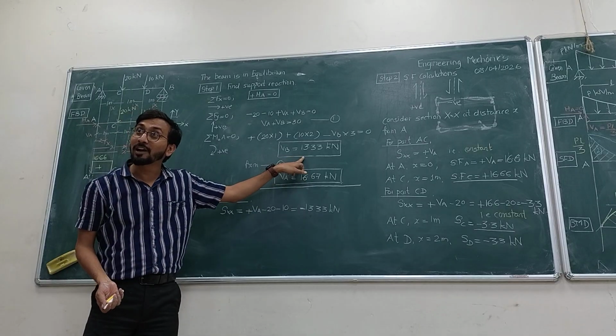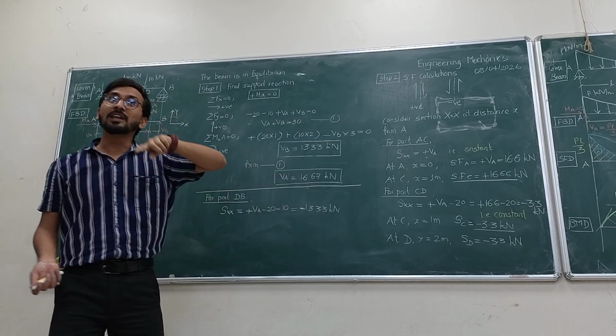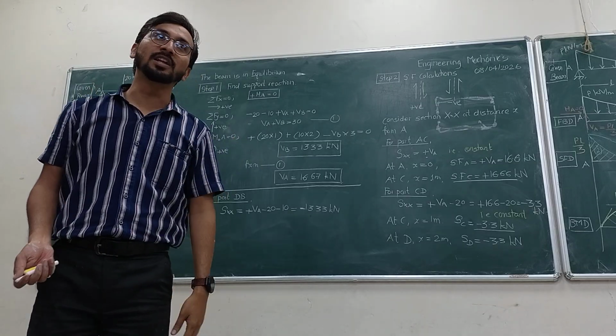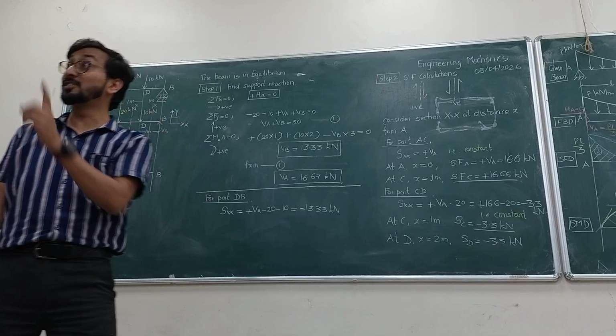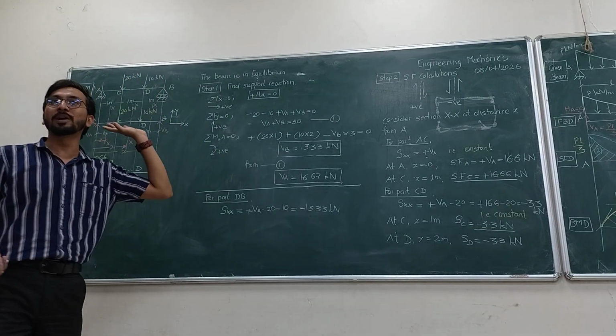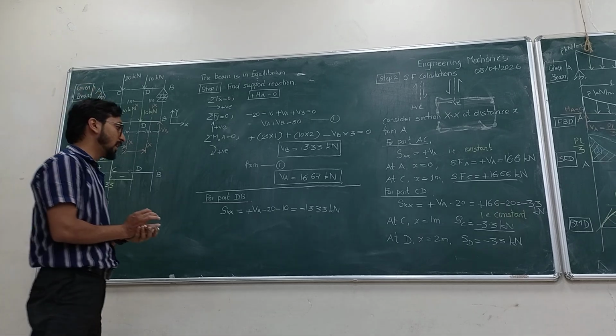13.33 is nothing but the reaction at end B. If the reaction at end B is 13.33, what is the shear force at end B? 13.33. This is a check. If this check is not being satisfied, you are doing some mistake. Got this? So minus 13.3.